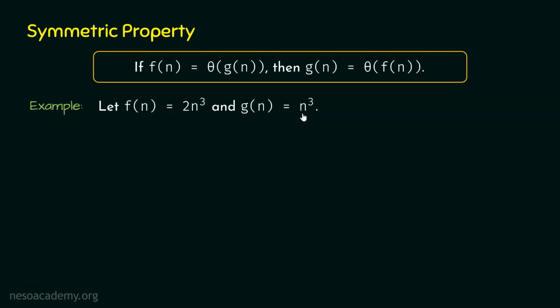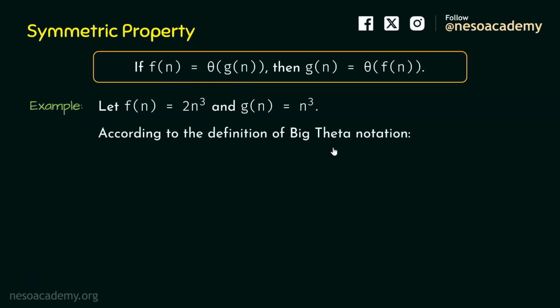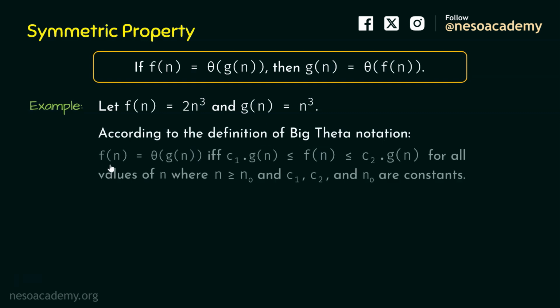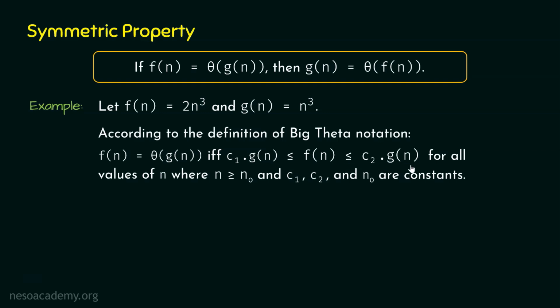But how do we prove this mathematically? For this, we need to apply the definition of the theta notation. Let's try to prove that f(n) is theta of g(n). This means f(n) and g(n) are asymptotically equal. According to the definition of the big theta notation, f(n) is theta of g(n) if and only if C1 times g(n) is less than or equal to f(n) and f(n) is less than or equal to C2 times g(n) for all values of n where n is greater than or equal to n naught, and C1, C2 and n naught are constants.